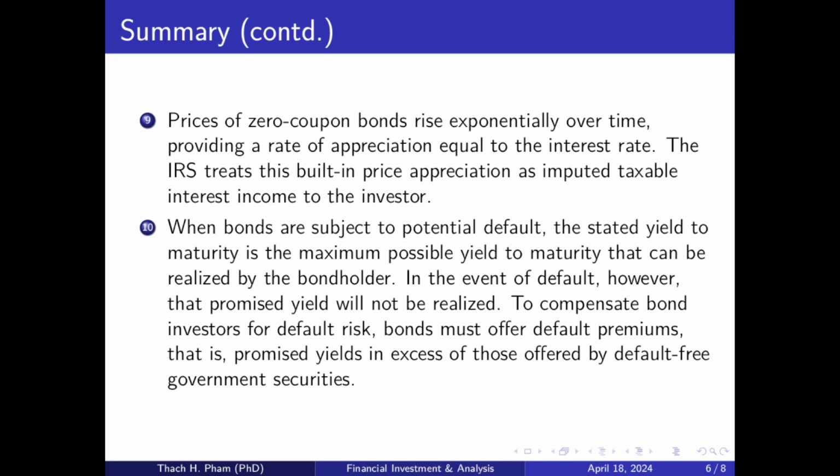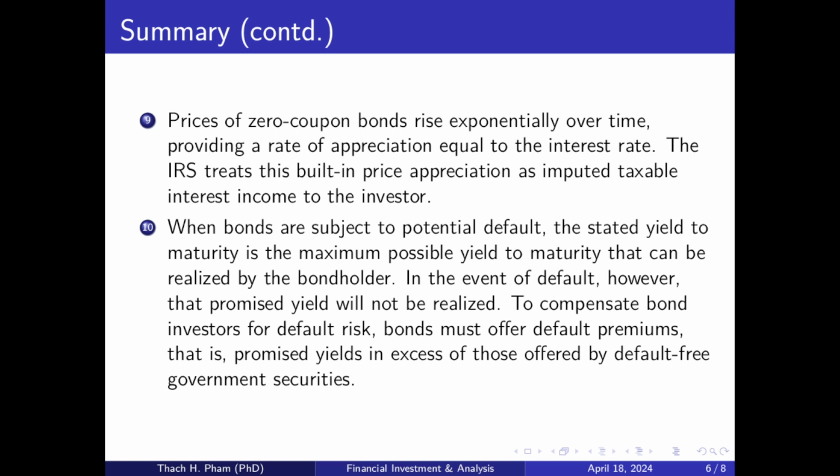Next, prices of zero coupon bonds rise exponentially over time, providing a rate of appreciation equal to the interest rate. The IRS, the tax authority, treats this price appreciation as imputed taxable interest income to the investor.